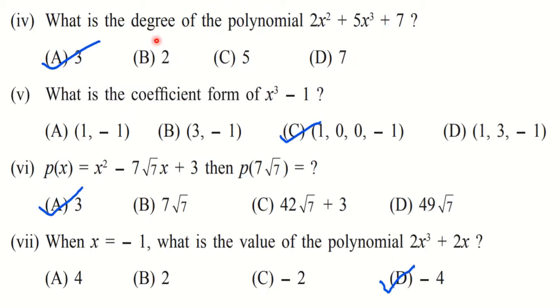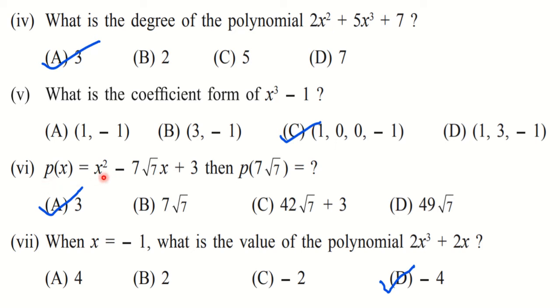Question number 4. What is the degree of the polynomial 2x square plus 5x cube plus 7? See here, there is only one variable present, and in that case we have to see the highest index. So here you will observe that the highest index is 3, and therefore the correct answer is option A. Next, what is the coefficient form of x cube minus 1? When I taught you the coefficient form, I told you to observe the degree, 3. So 3 plus 1, we should have 4 numbers here in coefficient form. Very easy to identify. Option C, correct.